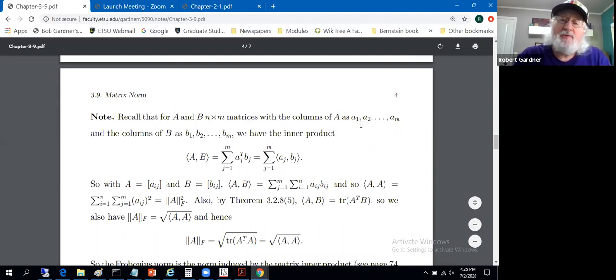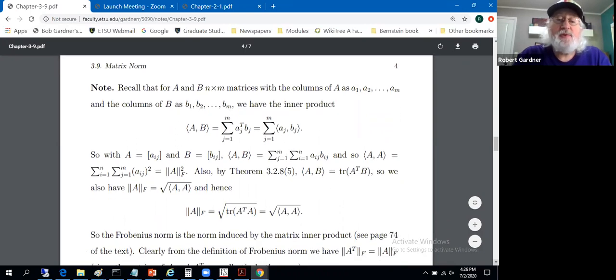Let the columns of matrix A be A1 through A sub m, and the columns of matrix B be B1 through B sub m. We've defined in the past the inner product of two matrices as the sum from j equals 1 to m of A sub j transpose B sub j, treated as a matrix product here. So we have a sum of matrix products.